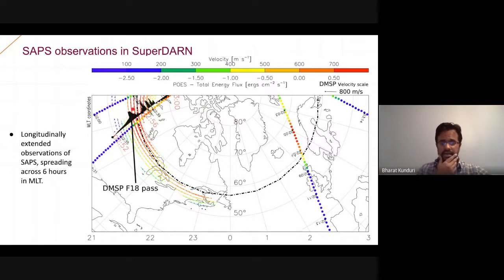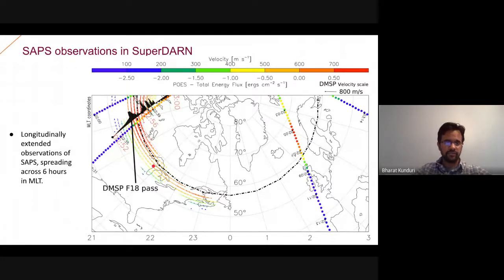I think 6 mid-latitude SuperDARN radars were contributing to these measurements. And the colored dots that you see in this are representative of POES satellite total energy flux data. The dash-dotted circle here is representative of the best estimate location of the equatorward boundary of the auroral oval using POES satellite data. So clearly, a majority of the flows observed in SuperDARN are equatorward of the auroral oval determined by POES.